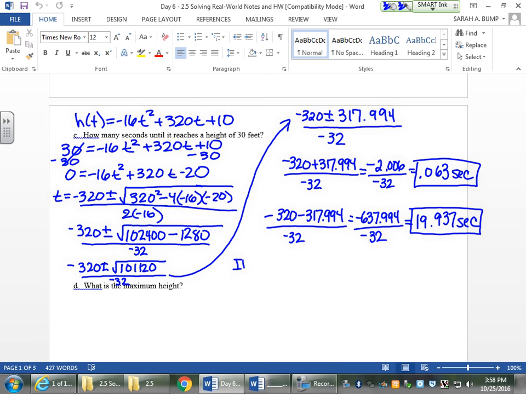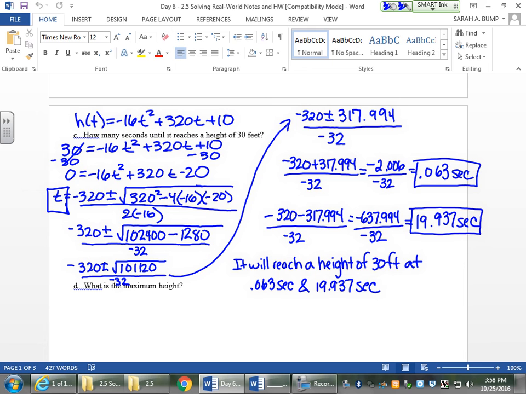So it will reach a height of 30 feet at 0.063 seconds and 19.937 seconds. So key things here, always label what you're finding. I'm finding T, and label your answers with their unit. Those are seconds. And then write a sentence.